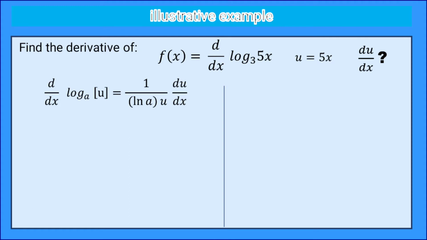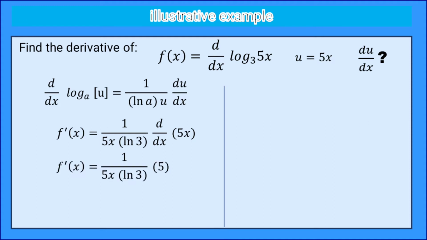So let us take a look. Plugging in our a in the given example, the base is 3, and our u is 5x. Just plugging in all of these values into our derivative, we have f prime of x is equal to 1 over 5x ln 3 times d over dx of 5x. Meaning, in order to get du over dx, we need to get the derivative of 5x.